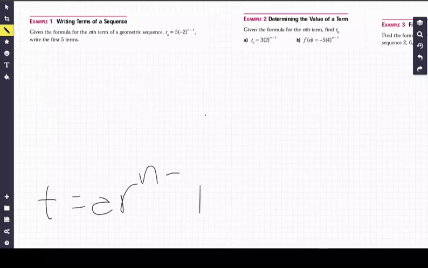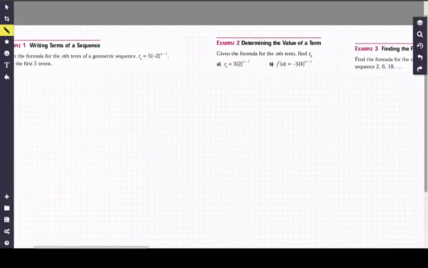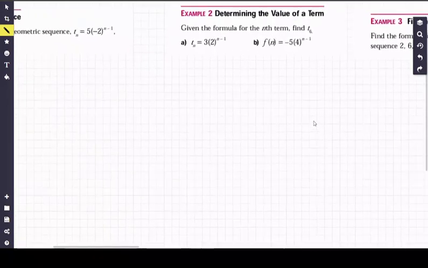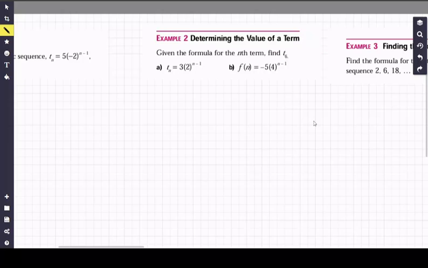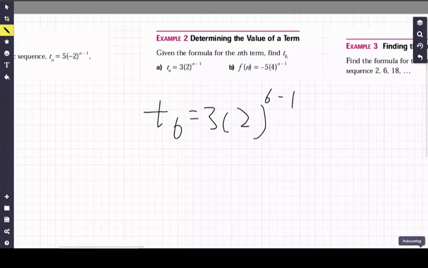Let's do example 2, which is, given the formula of the nth term, finding the 6th term. That's pretty easy, because T6 is equal to 3 times 2 to the 6 minus 1. That's just calculator work. 6 minus 1 is 5, so 2 to the power of 5 is 32, times 3 is 96. So this is very simple and straightforward. As long as you understand the formula, you should have no problems with any of these problems.